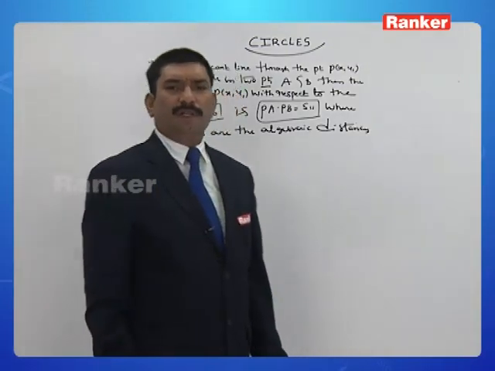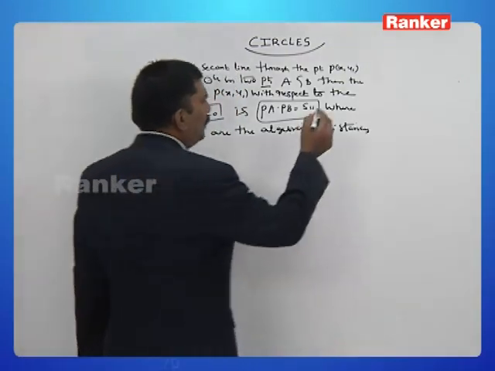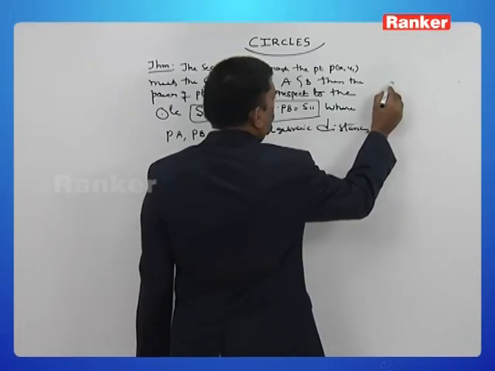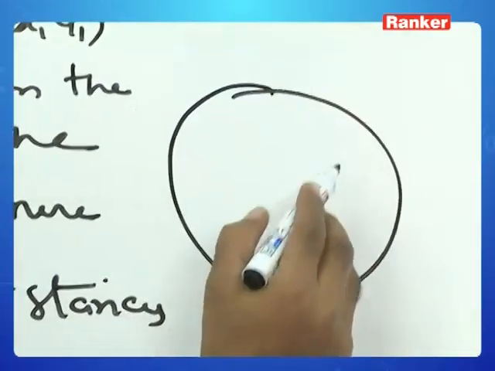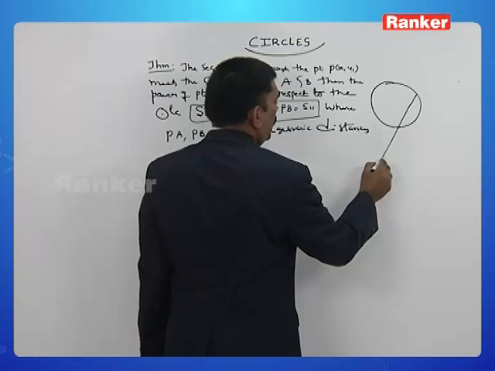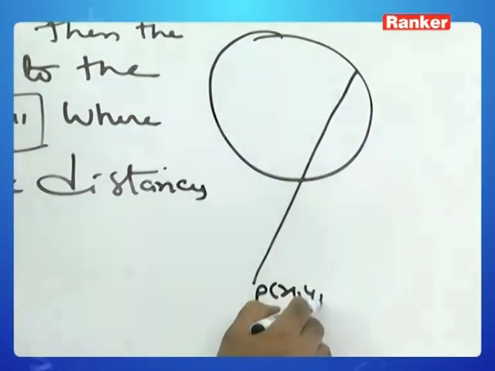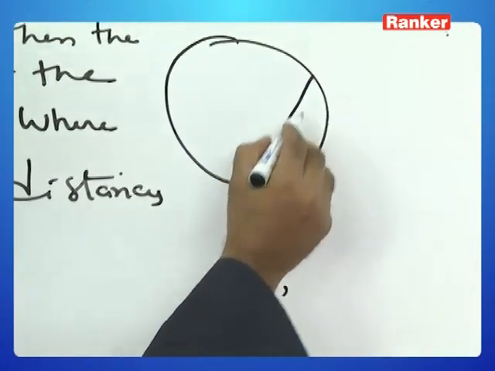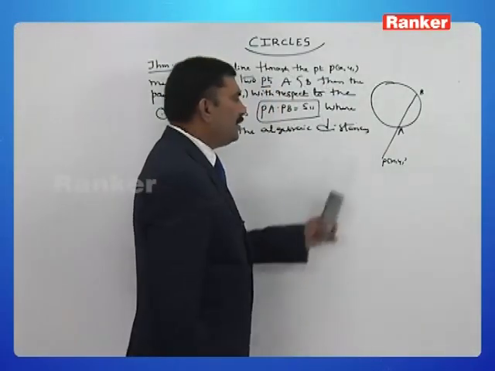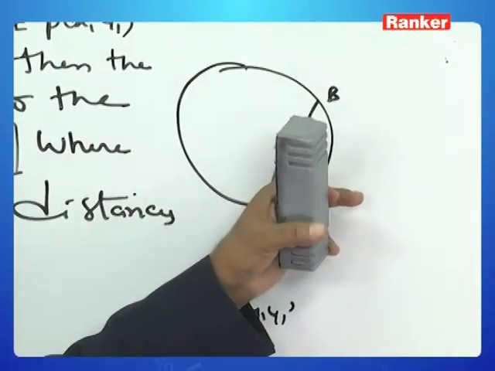Let us see how it is possible. Now, if I go to this one, this is the circle. You draw a line. This is x1 comma y1. This is A, this is B. This is called a secant line, right?